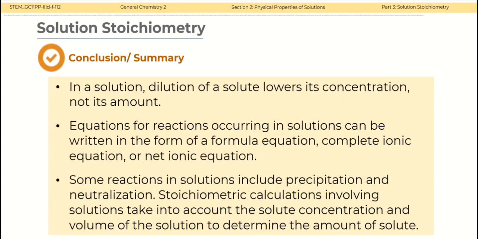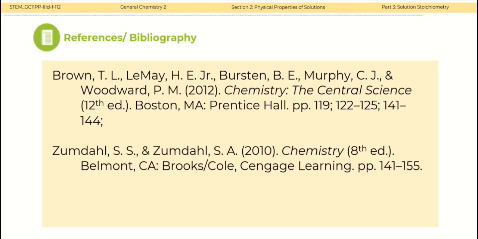To summarize, in a solution, dilution of a solute lowers its concentration, not its amount. Equations for reactions occurring in solutions can be written in the form of a formula equation, complete ionic equation, or net ionic equation. Some reactions in solutions include precipitation and neutralization. Stoichiometric calculations involving solutions take into account the solution concentration and volume of the solution to determine the amount of solute. To learn more about this lesson, kindly visit these references.